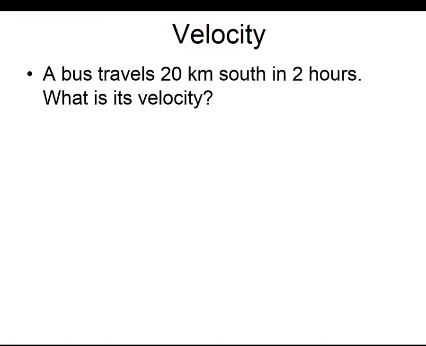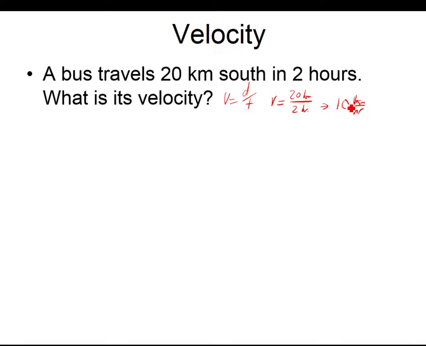A bus travels 20 kilometers south in 2 hours. What's the velocity? So again, velocity equals distance divided by time. So velocity equals 20 kilometers over 2 hours. That will give us 10 kilometers per hour. Check our significant digits. 20 had 1, the 0 doesn't count because it wasn't through the decimal. The 2 has 1. Our answer, 10, has only 1 significant digit.